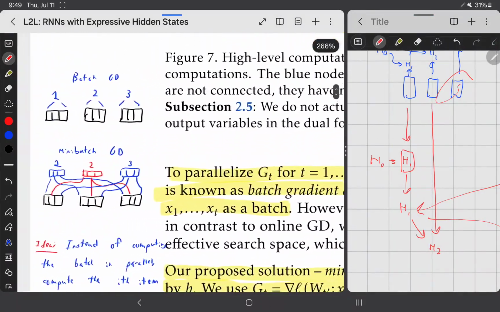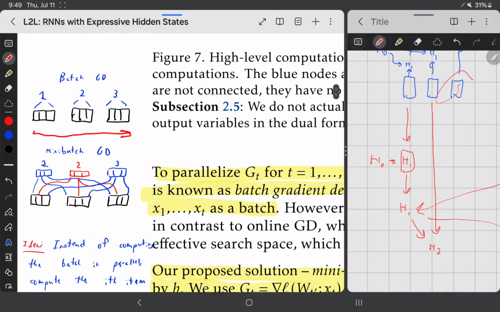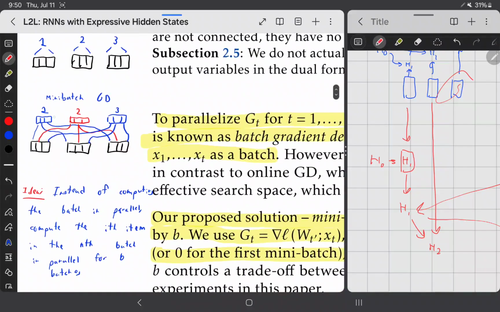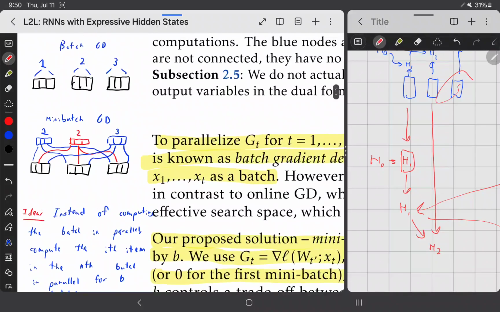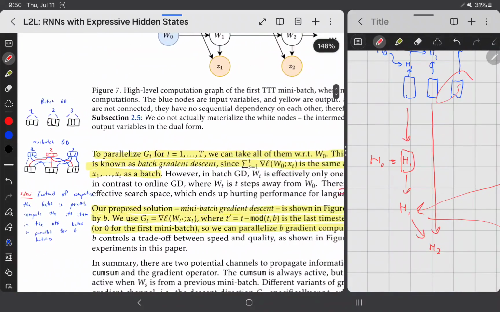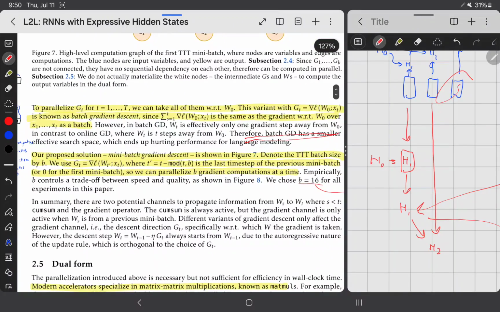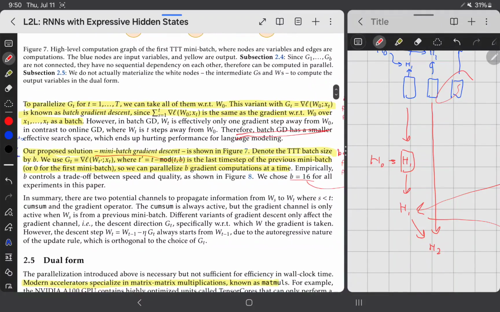Basically, if we have 3 batches, we would process in sequential order like this. You would process the first batch here for t equals 1, 2, and 3 at the same time, and then t equals 4, 5, 6 at the same time, and then 7, 8, 9. While here you would process this token, and this token, while these 3 are different sequences at the same time. So different ways of doing it. They mention that the mini batch gradient descent method is better.